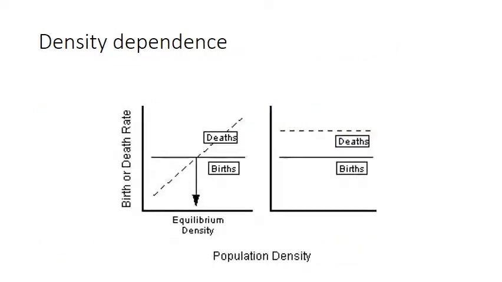These graphs just illustrate a concept that we were talking about earlier, which is density dependence. Down on the x-axis here, we have population density, and on the y-axis, birth and death rates. You can see in the graph on the right-hand side, death rates and birth rates are constant across a range of population densities, so they're density independent. In the graph on the left, birth rate is density independent, it stays constant across a range of population densities, but death rate increases as population density increases. Where those two lines intersect, you have the equilibrium density, where population growth will be stable, so zero.